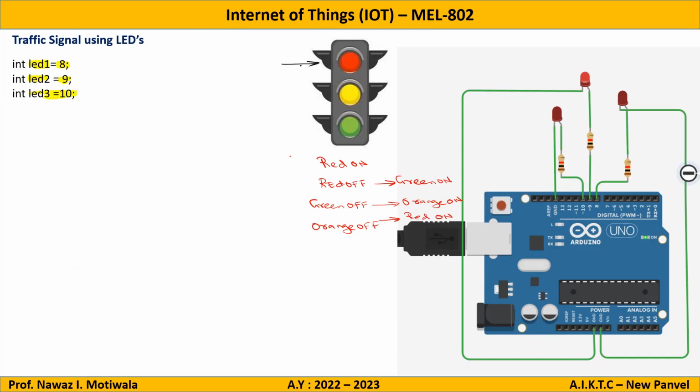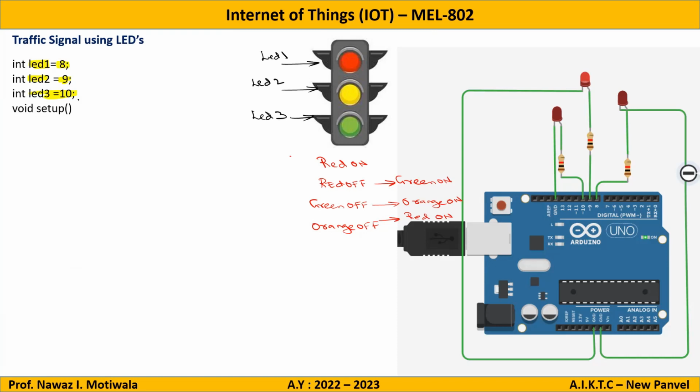So now let me name this. This is my LED1, this is my LED2, and this is my LED3. That is red, yellow, and green. Okay, so in this step, what I have done is, in my first step, I have declared all the pins on which I will be attaching my LEDs. So this completes step number 1.